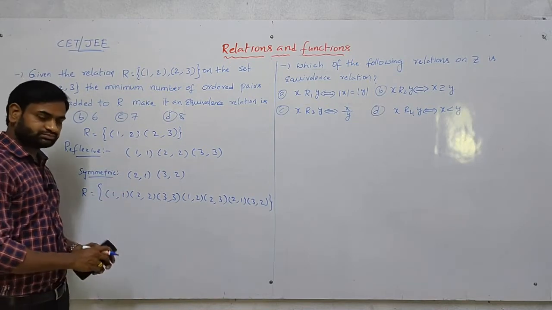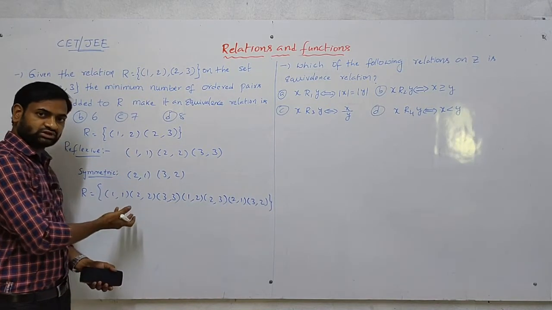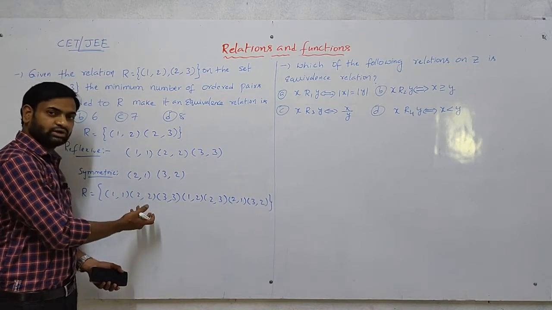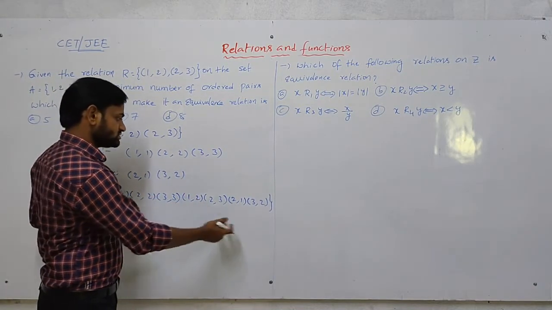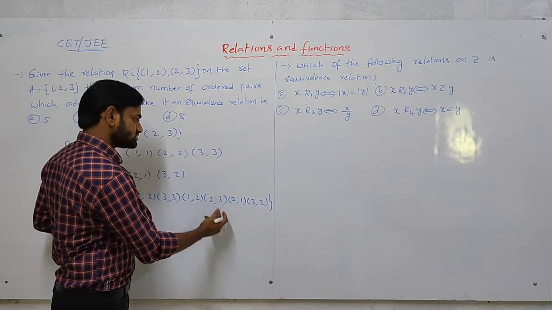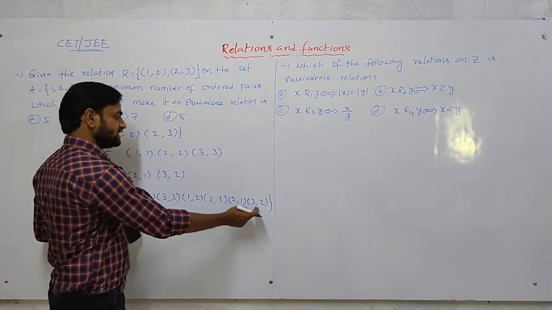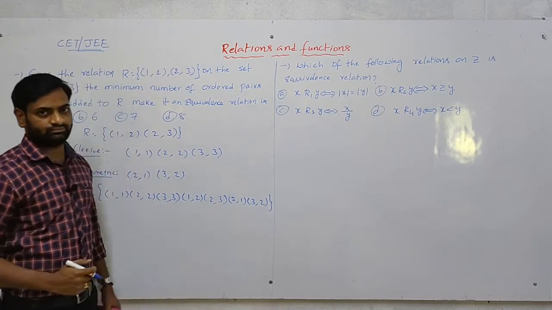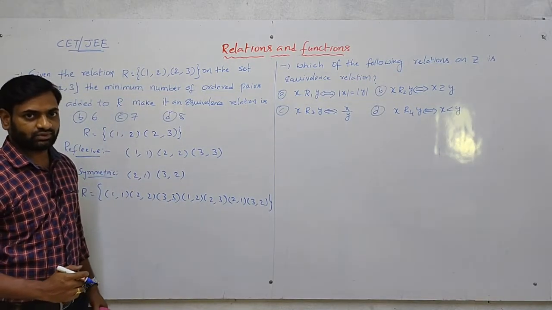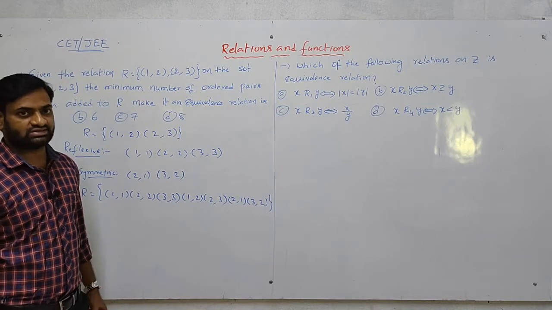Symmetric, reverse. (1, 1) reverse is (1, 1). (1, 2) reverse is (2, 1), (2, 3) reverse is (3, 2), yes. (2, 1) reverse is (1, 2), (3, 2) reverse is (2, 3), yes, they are there. It is symmetric. Now I want to make it transitive.